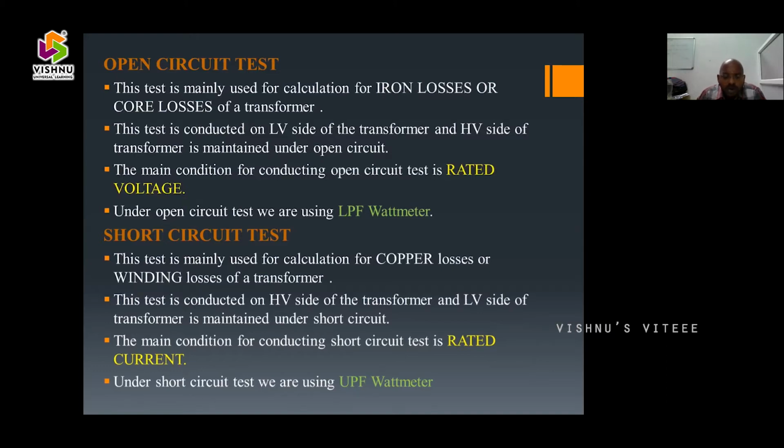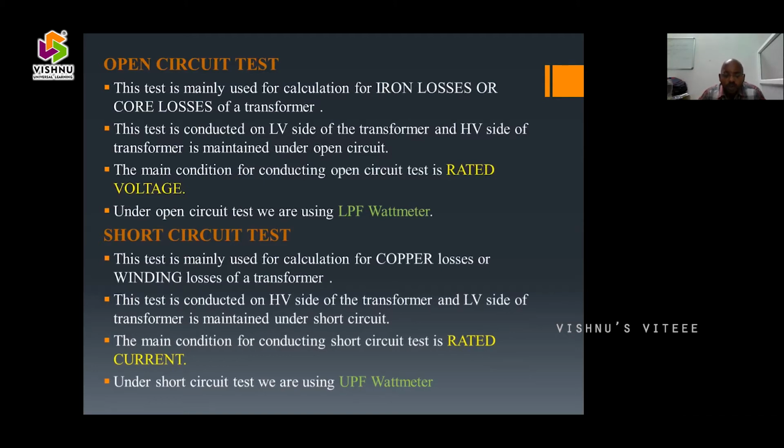So because of this, the short circuit test is conducted on the HV side of the transformer, and the LV side of the transformer is maintained short circuit.